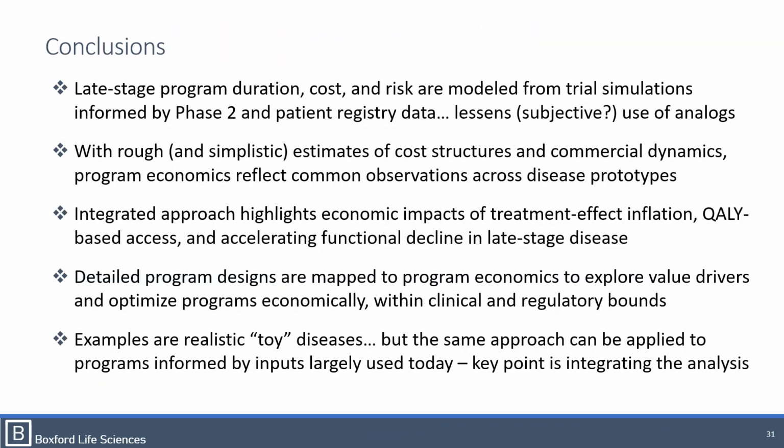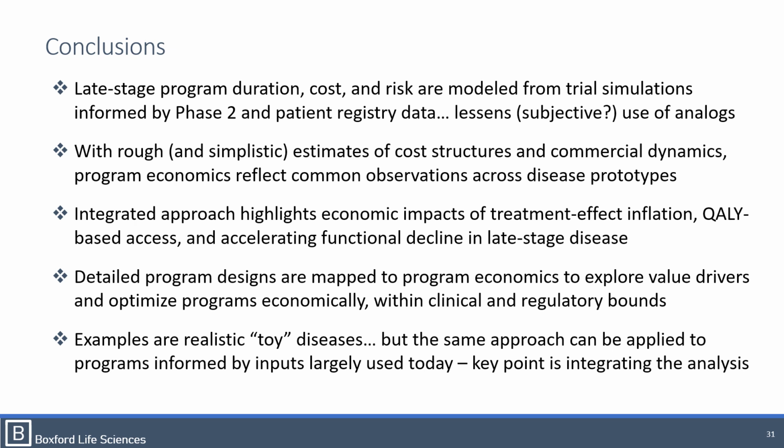So I'll conclude with just a few takeaways from the study that we've done here. The first is, by taking the available data that you have, phase 2 and patient registry data, and using clinical trial simulations to get things like program duration, cost, and risk, you're reducing your dependence upon finding the right set of analogs for those estimates that you think are going to most translate to your program. And that can be somewhat subjective in how you do that.